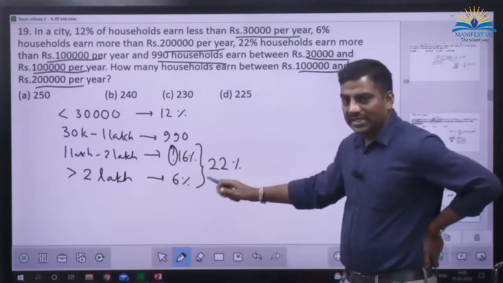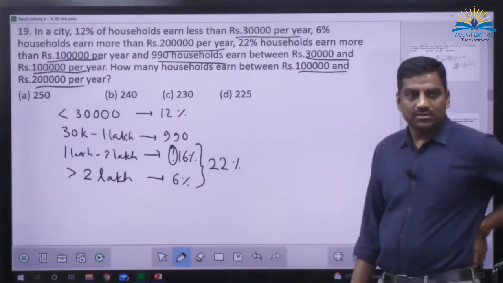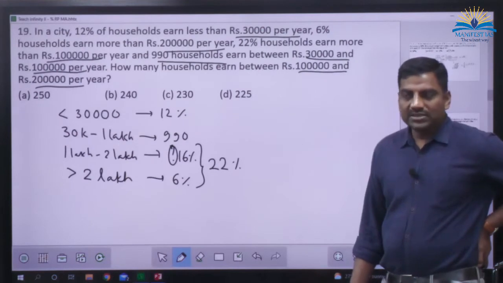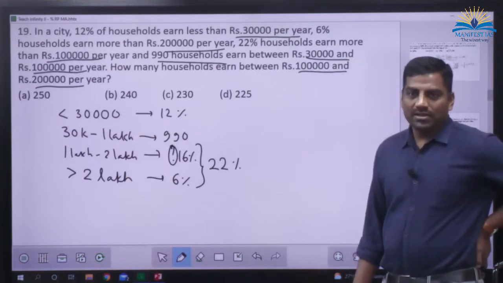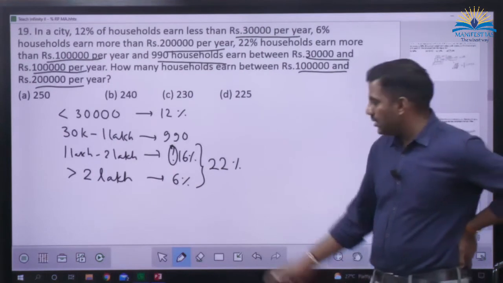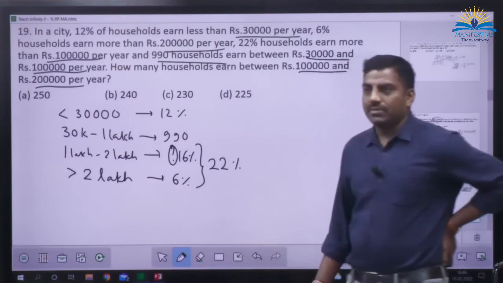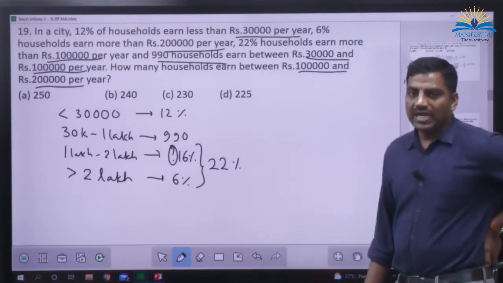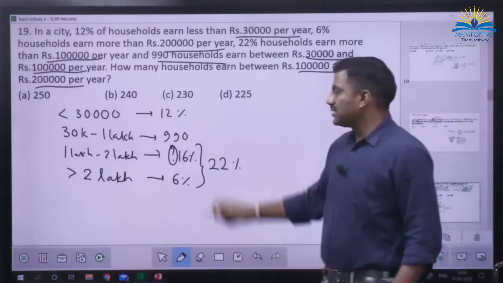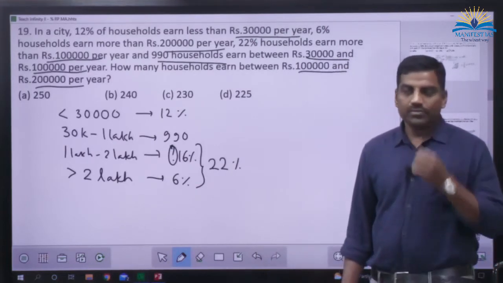Out of 22%, 6% are earning more than 2 lakhs. You will consider 2 lakh as more than 1 lakh, right? If you strictly consider more than 2 lakh, then only 6% are there. Otherwise, 22% of them are earning more than 1 lakh. So, 16% are earning between 1 lakh and 2 lakh. Correct? Yes or no?